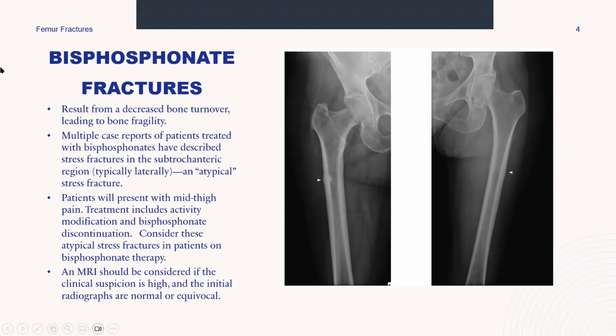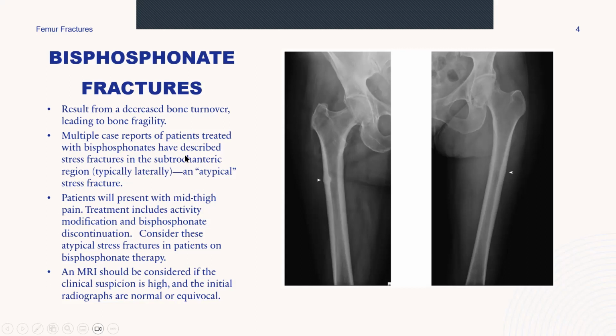Now, this is something that we don't see that much in the public hospitals, because a lot of our patients are not on bisphosphonates. But if you're working in the private sector, you find a lot of patients are on bisphosphonates, and this is a little bit more common. The thing with these fractures is that it's similar to a stress fracture, in that you're not really getting huge fracture lines. You're actually just getting thickening of the cortex where you're getting callus formation. It's a result of decreased bone turnover and increased bone fragility. You can sometimes have multiple fractures as well.